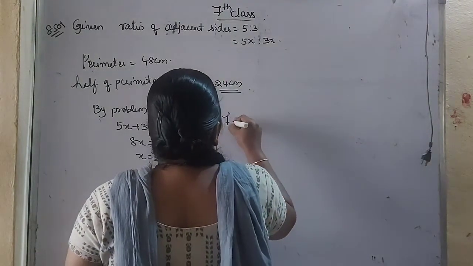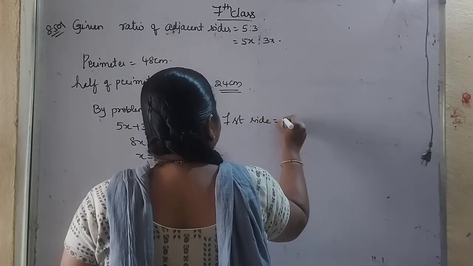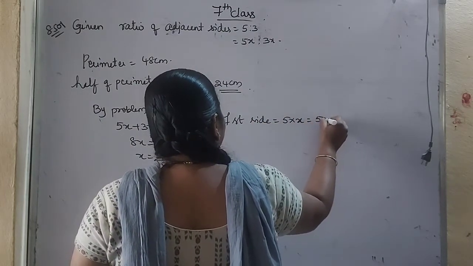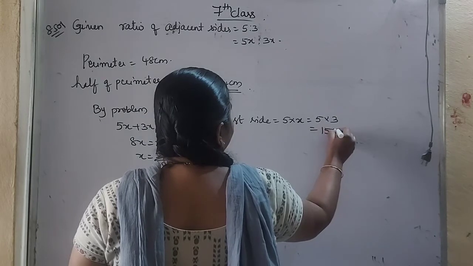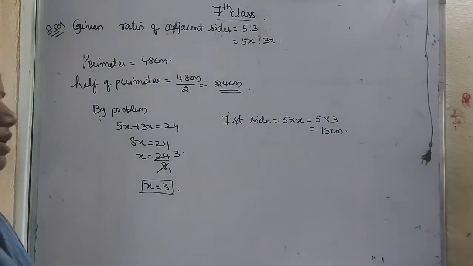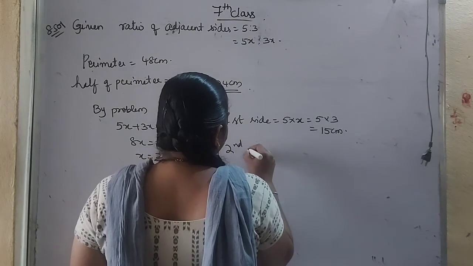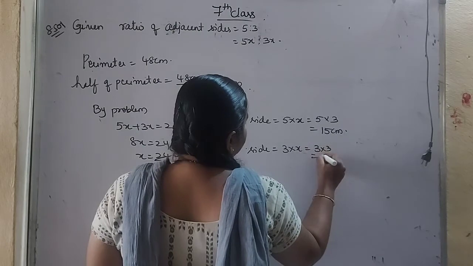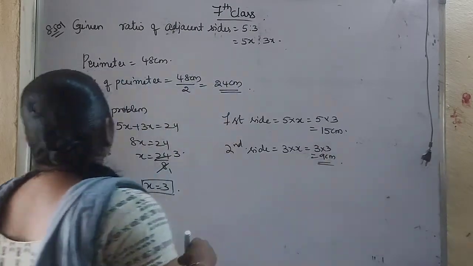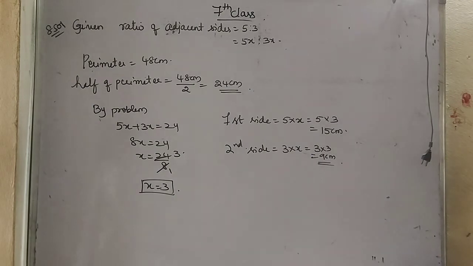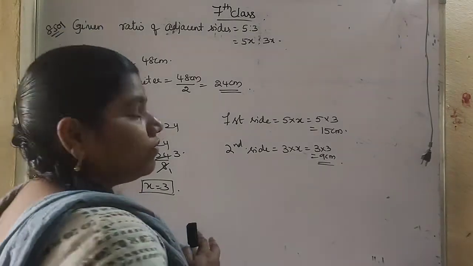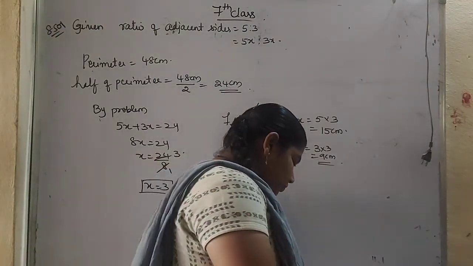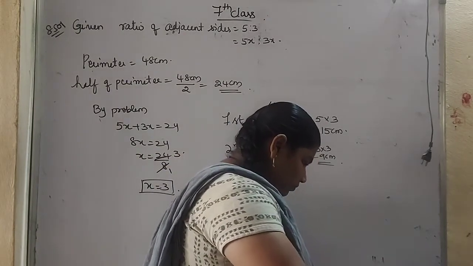So what is the first side? The first side is 5x. So 5 into the x value, which is 3, will be equal to 15 centimeters. So the first side is 15 centimeters. The second side we have to find, that is 3 into x. 3 into 3 will be equal to 9 centimeters. So this is our 8th solution. So we got one adjacent side as 15 centimeters and the other adjacent side as 9 centimeters. So this is our 8th solution. Next, the 9th one.